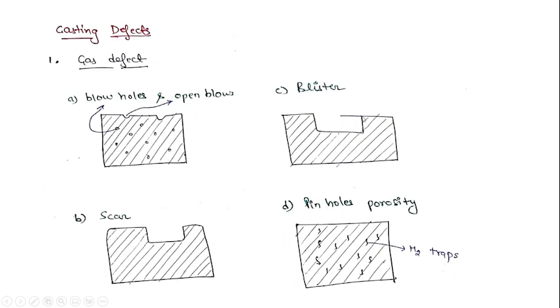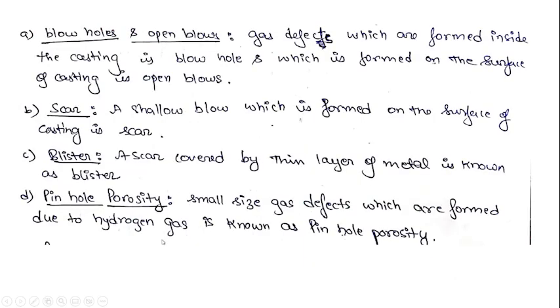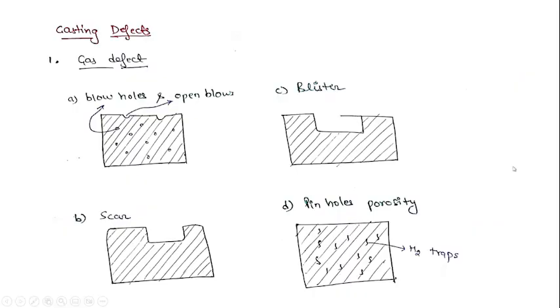Then blister: a thin layer of metal is formed on the surface of your casting. Then a hollow blow formed on the surface, due to gas trapping, is called a scar. Then pinhole porosity is because of hydrogen gas. If hydrogen gas is trapped inside your casting, then this kind of porosity will form, which is called pinhole porosity.